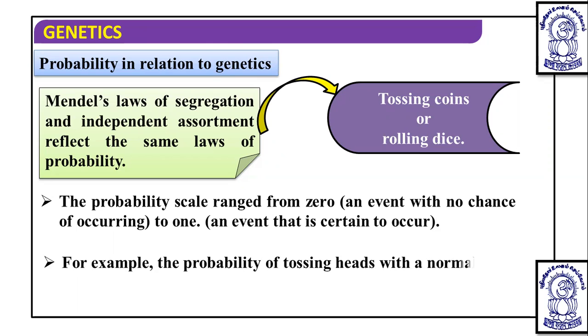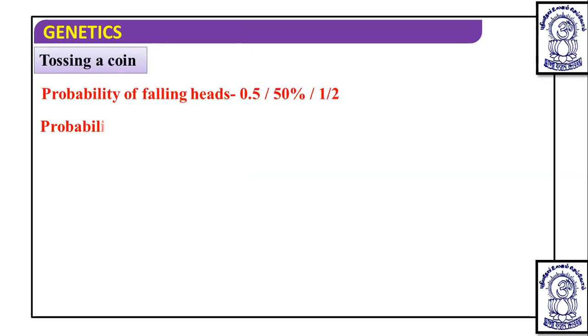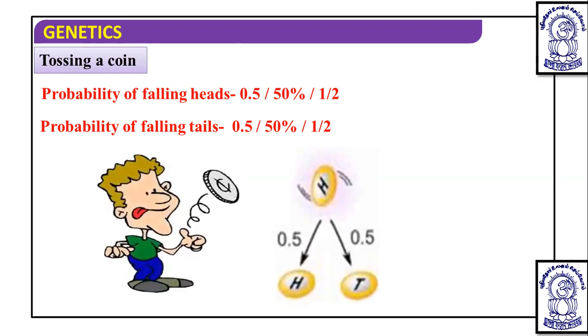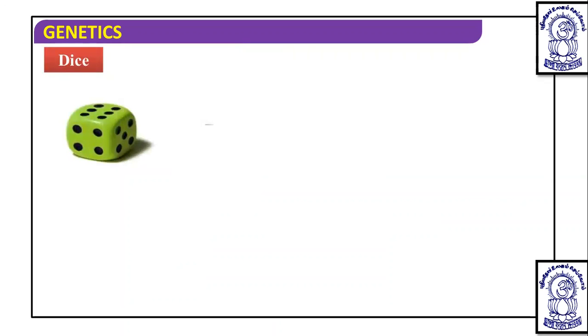For example, the probability of tossing a head with a normal coin is half. When we toss a coin, the chance of a head or a tail is 50%. Tossing a coin, the probability of falling heads is 0.5, or 50%, or half, and the probability of falling tails is also 0.5, because it can either be head or tail. So the chances are 50%.